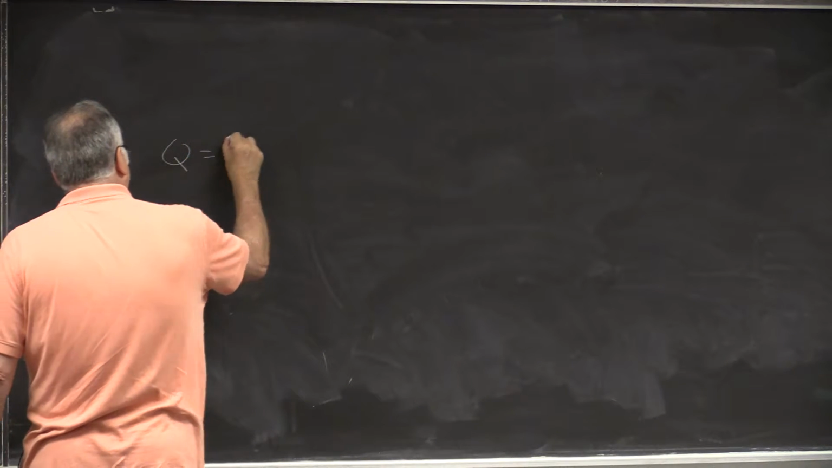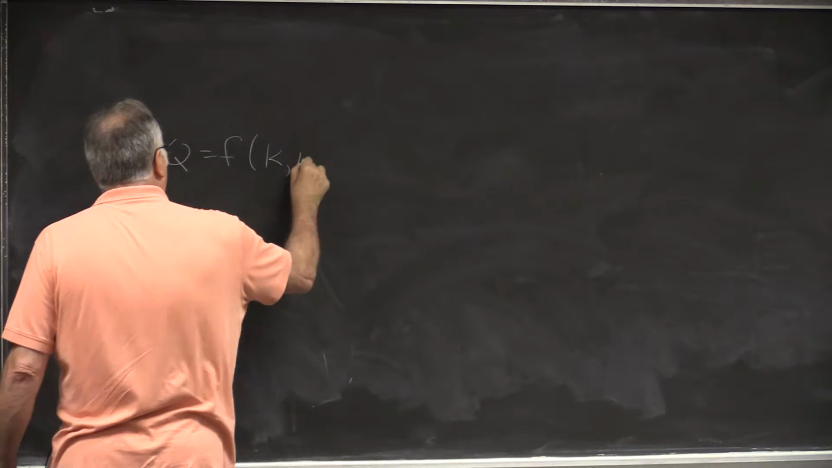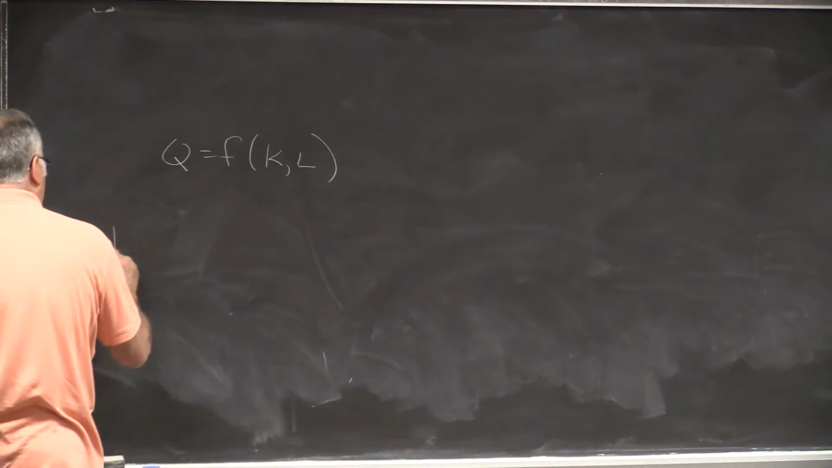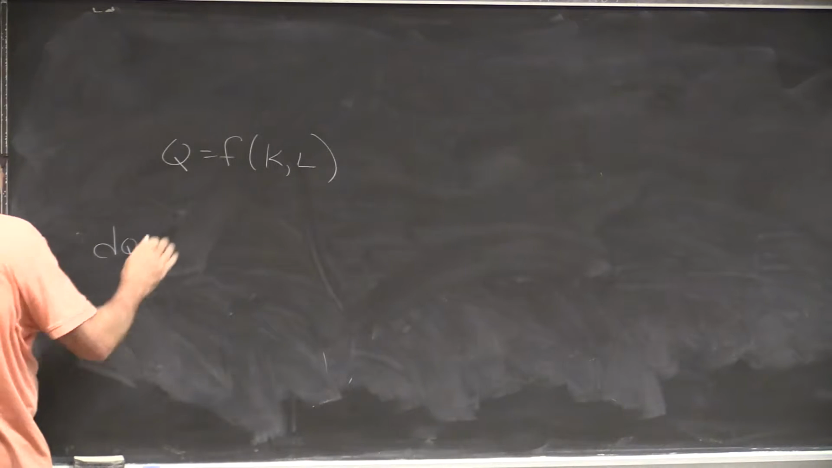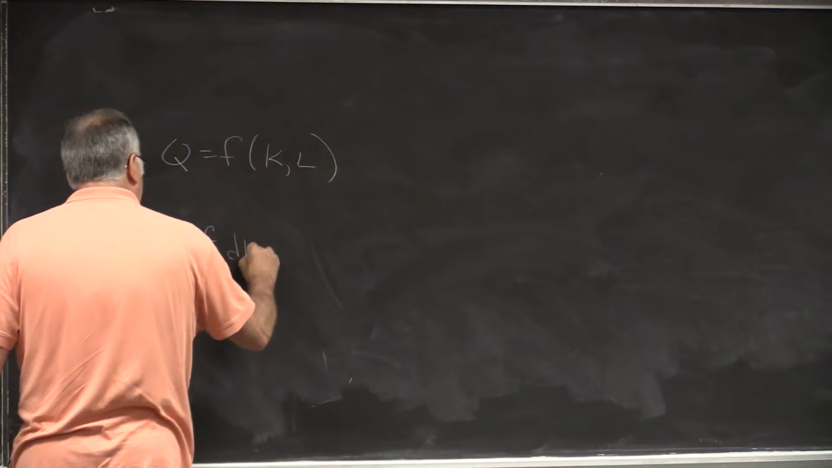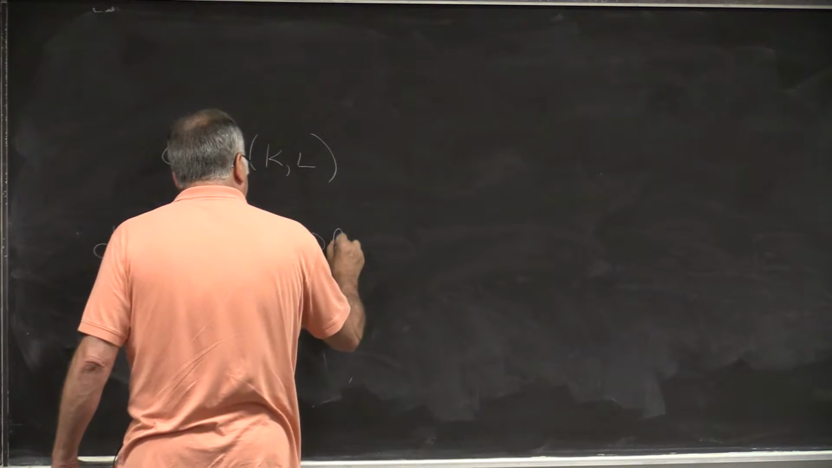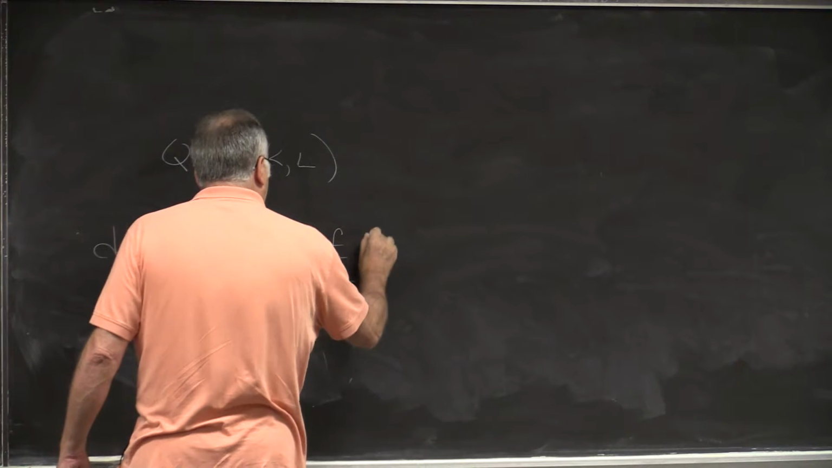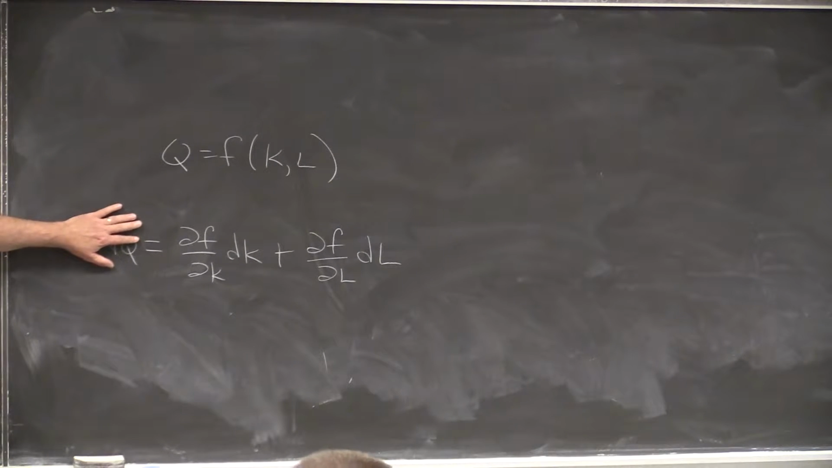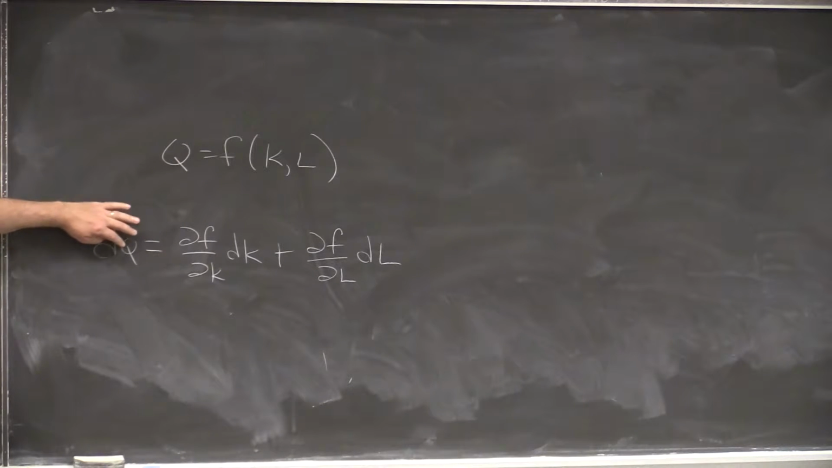Suppose output is a function of capital and labor. Then the total differential of output dQ will just be this. It'll be partial F, partial K dK, plus partial F, partial L dL. This is called the total differential. And the interpretation of this is just the change in output.